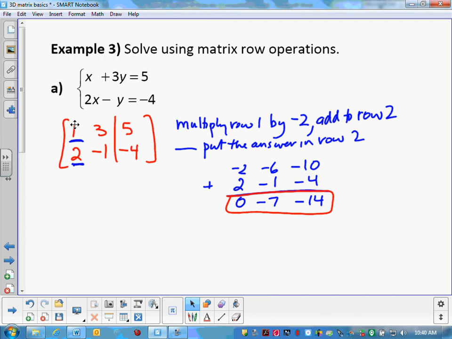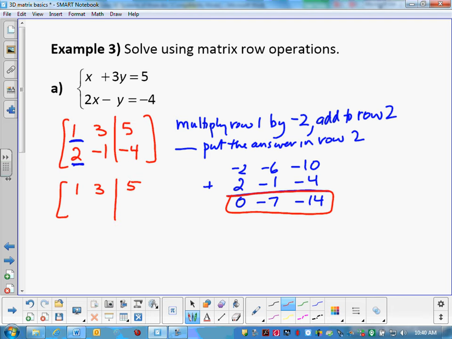So I'm going to take this here, and I'm going to replace row 2. So when I rewrite this, I'm going to have 1, 3, 5. So the first row stays the same. And the second row becomes 0, -7, -14. All right. So we've accomplished step 1 and step 2. We have a 1 on top, a 0 below it.